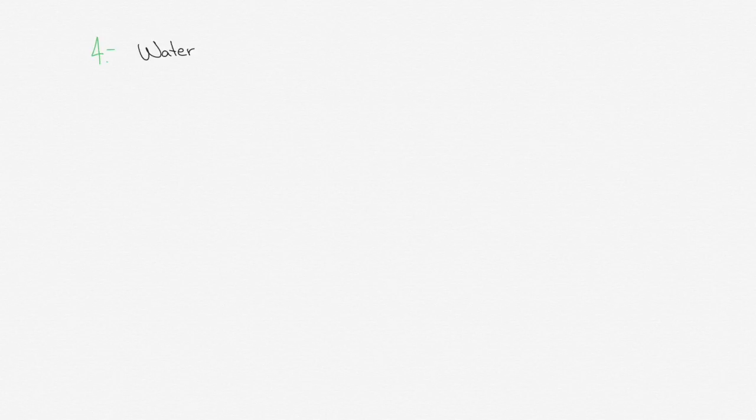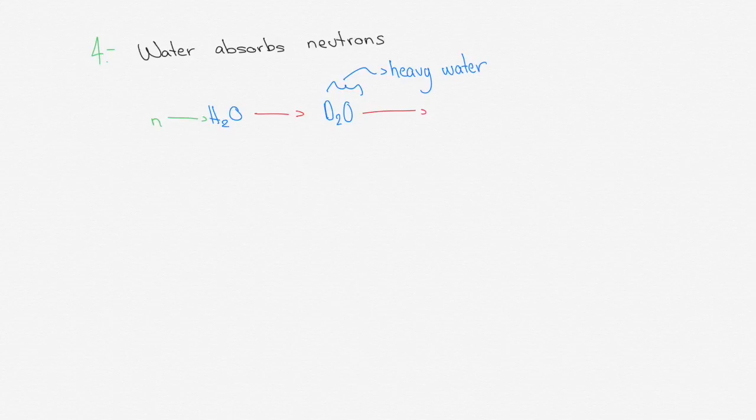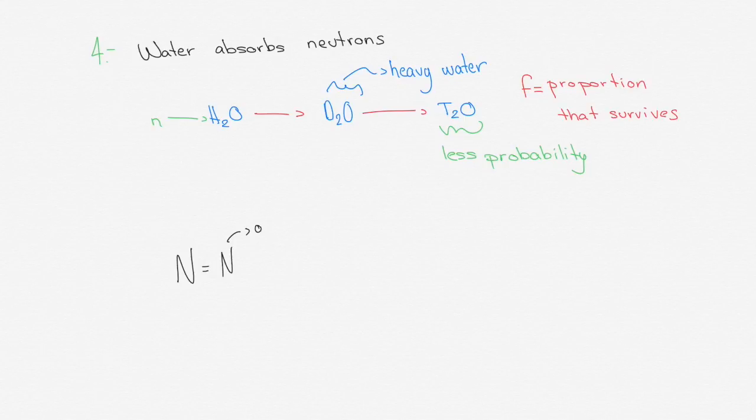The fourth and final thing is the fact that water can also absorb neutrons, transforming first into deuterium and then into tritium. F is then the proportion that survives this absorption. The letter K is then used to represent the number of neutrons left after each iteration, taking into account the previous factors.